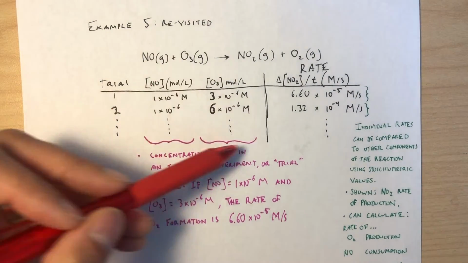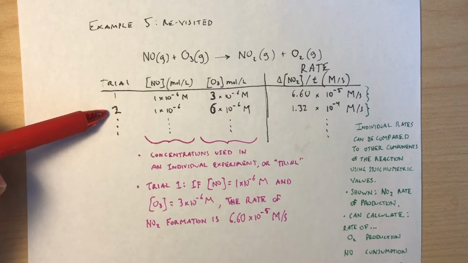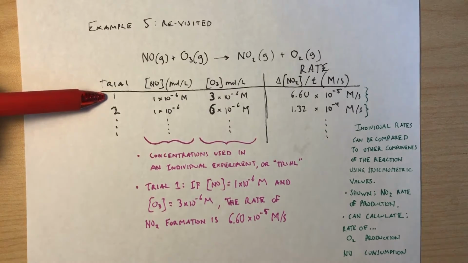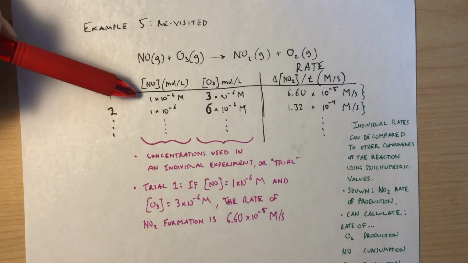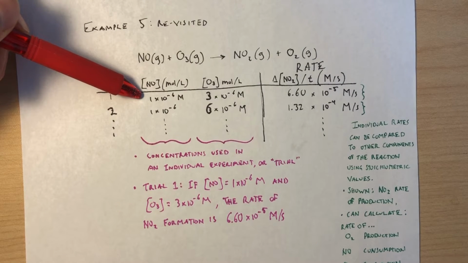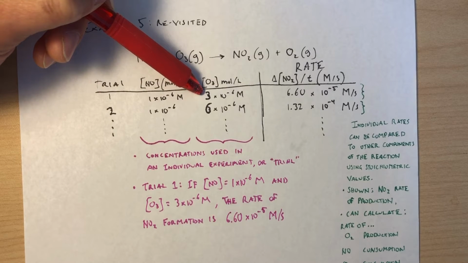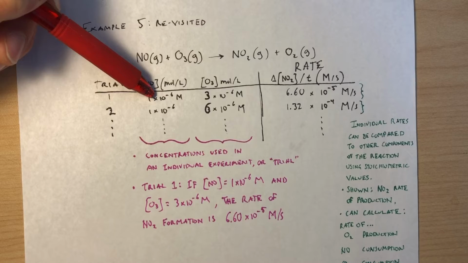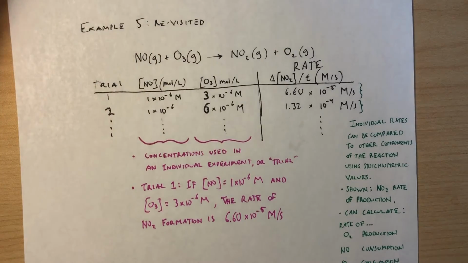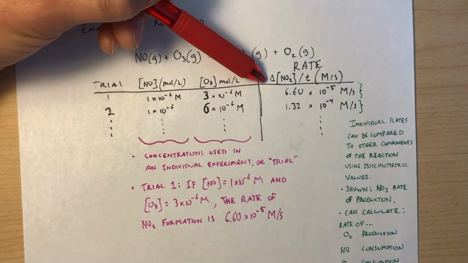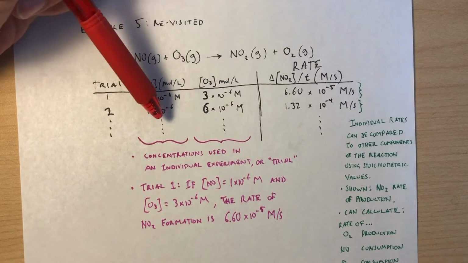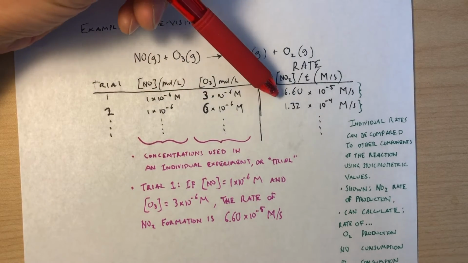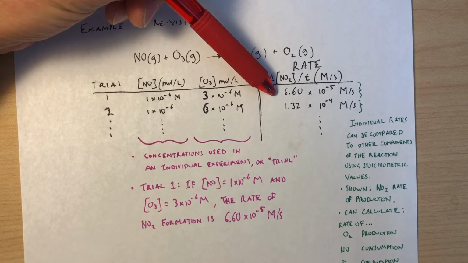First, to abbreviate the table, I'm just going to show trial 1 and trial 2, and each of these represents an individual experiment. So for example, in trial 1, the concentration of NO was started at 1 times 10 to the negative 6 molar, and the concentration of ozone was started at 3 times 10 to the negative 6, also manually. This is like having your two initial concentrations. And then the reaction was allowed to proceed, and the rate of NO2 formation over time was monitored. When we began at those two starting points, the reaction rate was 6.6 times 10 to the negative 5th molar per second.